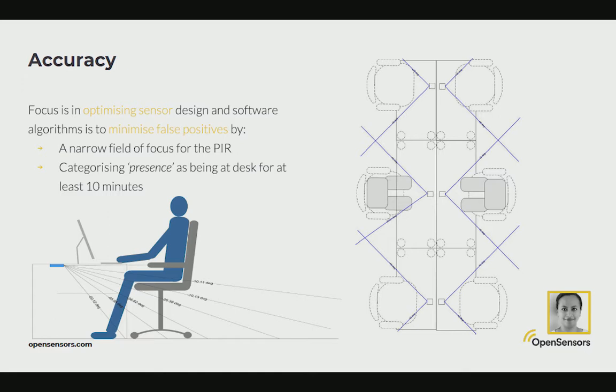Within a desk, you're talking about a meter by half a meter rectangle that needs to be covered. So the field of focus is much, much narrower. You have to categorize presence as being somebody sitting at a desk for at least 10 minutes in our view. And what you're trying to do there in terms of accuracy is minimize false positives. You're trying to ensure that, for example, the person across the desk on the other side, their legs aren't picked up as presence. Anyone walking behind a desk is not categorized as a presence either.